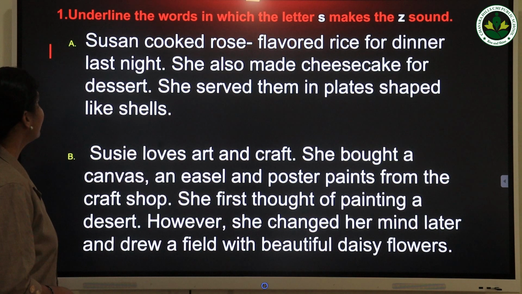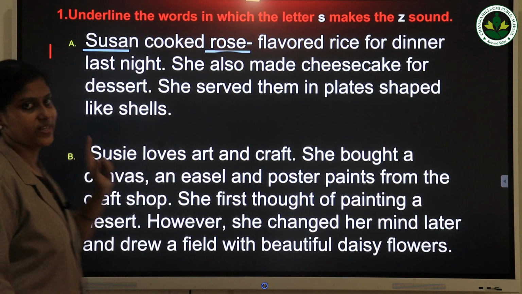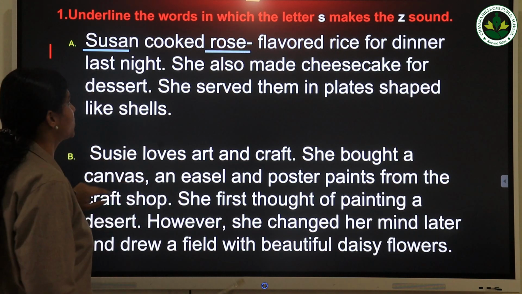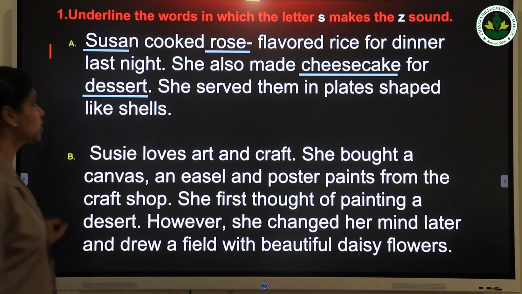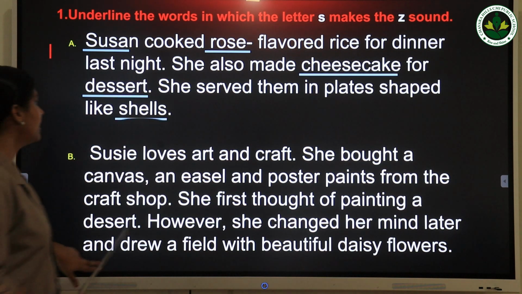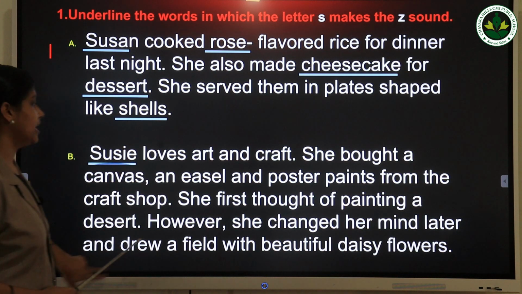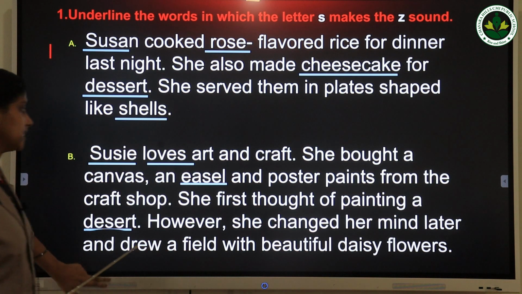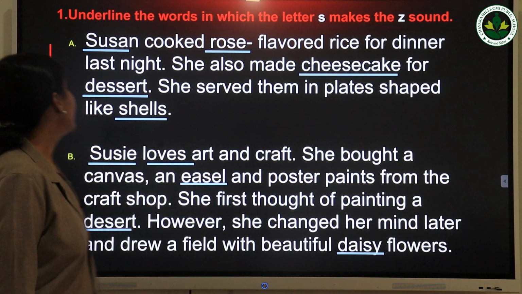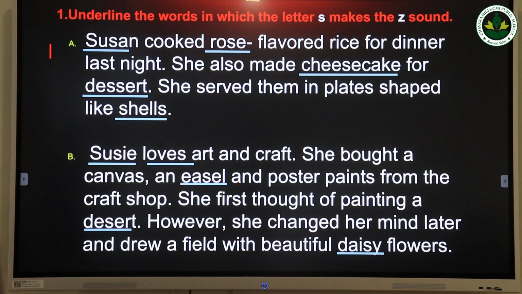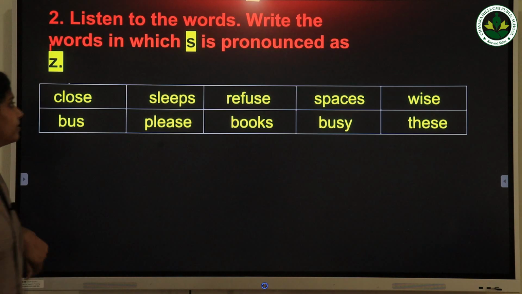Okay, let's check the answers. First word, Susan. Next one, rose. Next one, cheesecake. Next one, dessert. Next one, shells. Next is Susie. Next one, loves. Next is easel. Dessert, daisy. These are the words in which the letter S makes the Z sound.